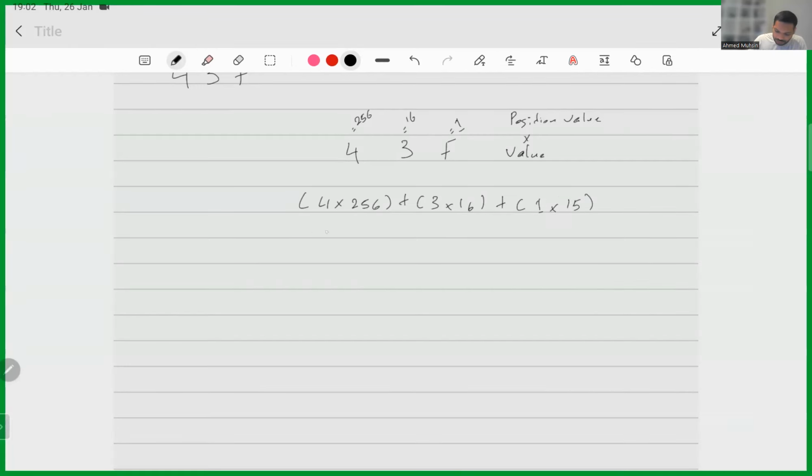If we multiply this, 4 times 256 would be 1,024. Then 3 times 16 is 48. So 1,024 plus 48 plus 15, that's 63. Finally, how much do we have?